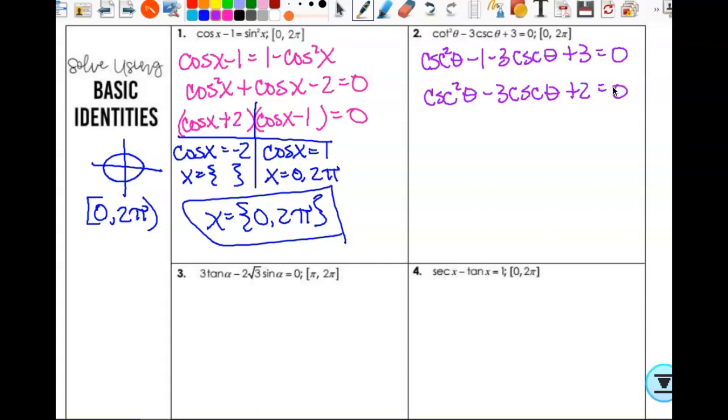Then I have another quadratic that's very simple to factor, so go ahead and factor it. And if you have to wait for me to factor it to get something written down, that is not good.